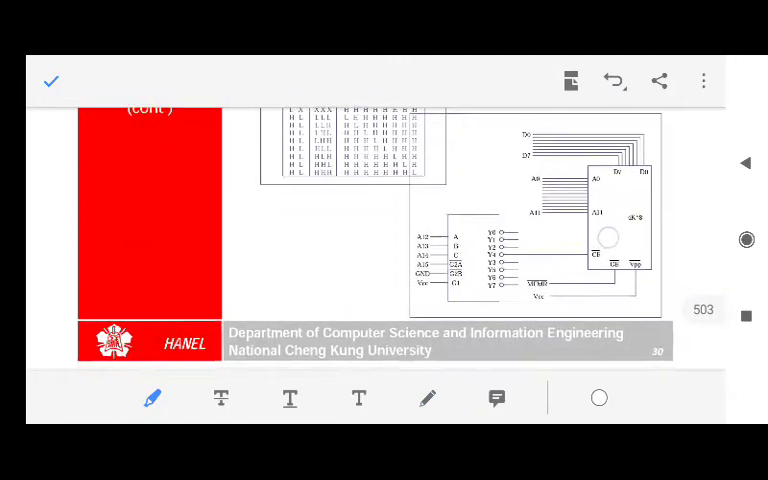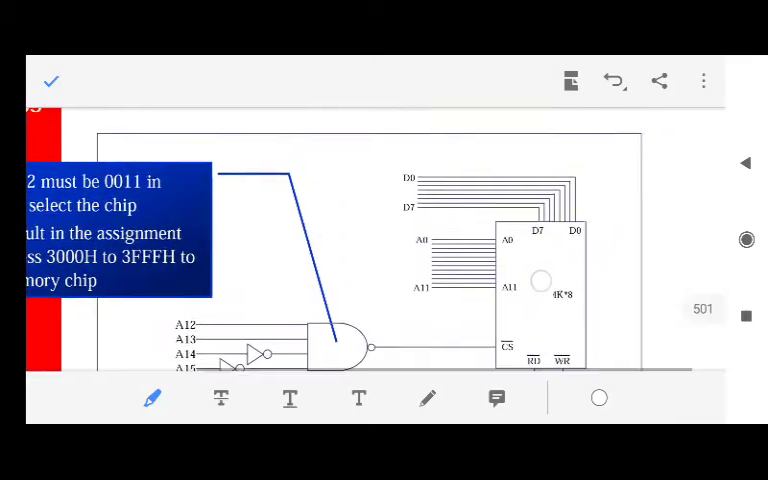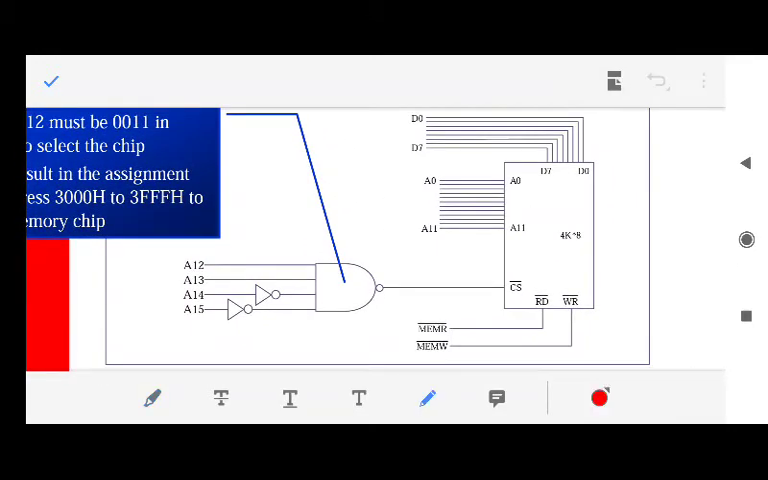Now let's see the same connection which we have done with this NAND gate. In our original example, we wanted to connect the 12 address pins. We have connected the 12 address pins. The remaining 4 address pins are connected to the chip select signal. Fine, what if we wanted to use the decoder for selecting the chip?